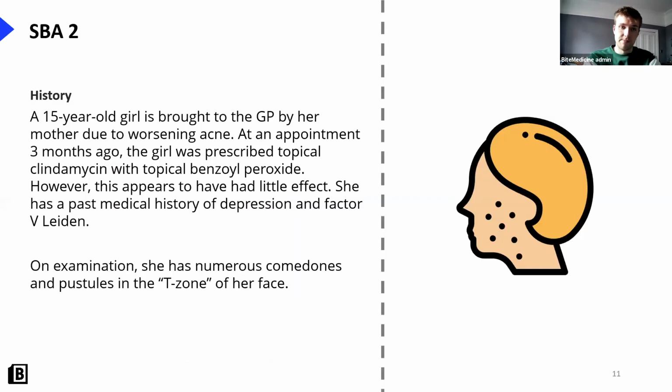So going on to SBA2, this is again linked to the condition covered so far. A 15-year-old girl is brought to the GP by her mother due to worsening acne. At an appointment 3 months ago, the girl was prescribed topical clindamycin with topical benzoyl peroxide. However, this appears to have had little effect. She has a past medical history of depression and factor V Leiden. On examination, she has numerous comedones and pustules in the T-zone of her forehead.